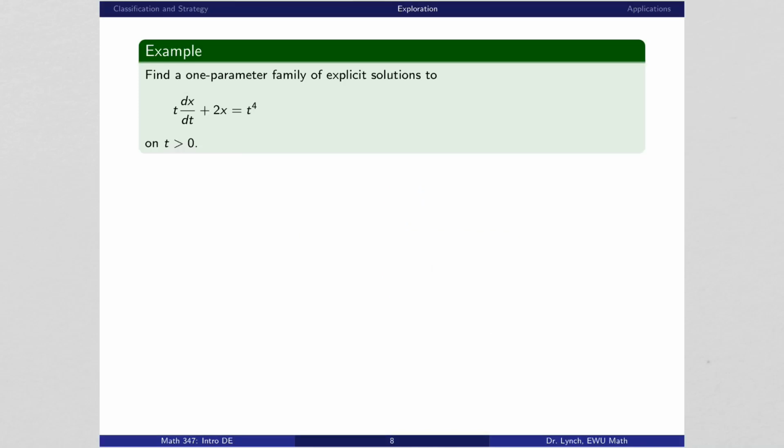Okay, so let's go ahead and have a look at another example. This one ends up being a differential equation which is neither separable nor integrable. It's not a differential equation we've looked at before. Well, actually it is, but we'll get to that in a second. Okay, so it is a first-order linear differential equation.